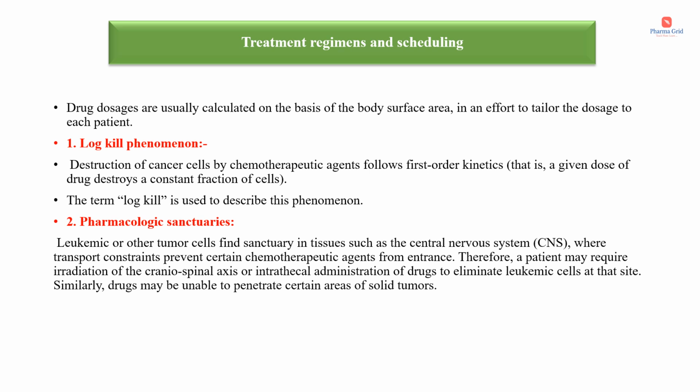Next is about pharmacologic sanctuaries. That is, leukemic or other tumor cells find sanctuary in tissues such as the central nervous system, where transport constraints prevent certain chemotherapeutic agents from entering. Therefore, a patient may require irradiation of the craniospinal axis or intrathecal administration of drugs to eliminate leukemic cells at that site. Similarly, drugs may be unable to penetrate certain areas of solid tumors. This is what is known as pharmacologic sanctuaries.